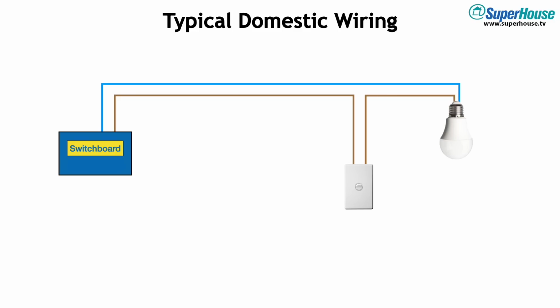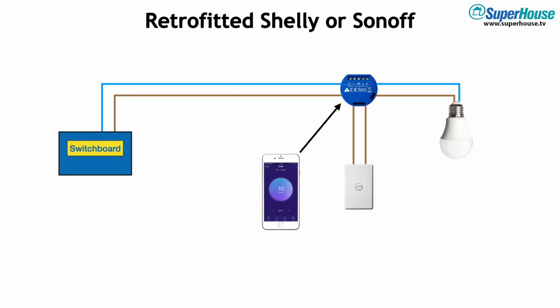In retrofitted home automation systems, it's really common to use something like a Sonoff or a Shelly and connect it into the active and neutral line so that it can control power to the load. Then the original switch can either be used as an input to the device, or it can be deleted altogether and just control it from your smartphone or whatever else you use for your home automation system.